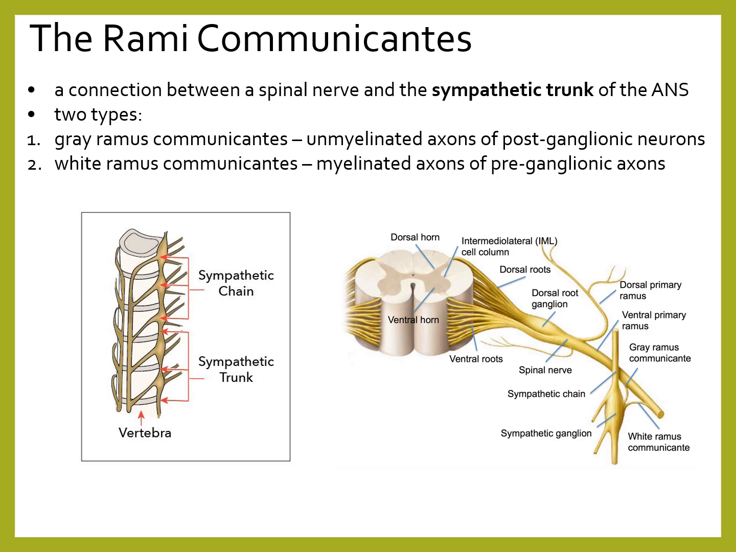The rami communicantes can be kind of confusing because it's a branch that then splits into two pieces. One piece is called the gray ramus communicantes, which is made up of unmyelinated axons of postganglionic neurons, and the white ramus communicantes, which is the myelinated axons of preganglionic neurons. Now, this doesn't make any sense to you now. That's fine. It's okay. We have an entire lecture on the autonomic nervous system, so we're going to come back to these terms of gray and white rami communicantes.